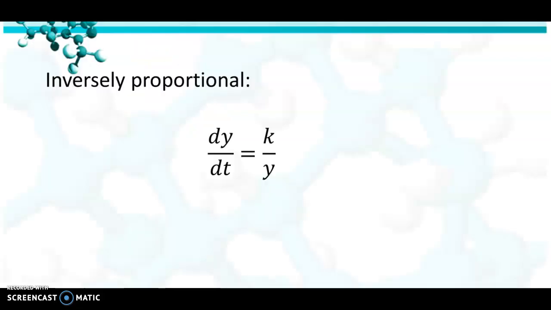Next, this is just showing what inversely proportional would look like. And as you see, it's still dy/dt, but our y is in the denominator rather than the numerator like it was previously. We are not going to derive anything for this. This is just for you to see that inversely proportional shows this relationship with a differential equation.